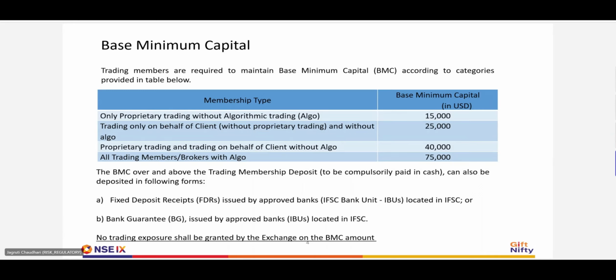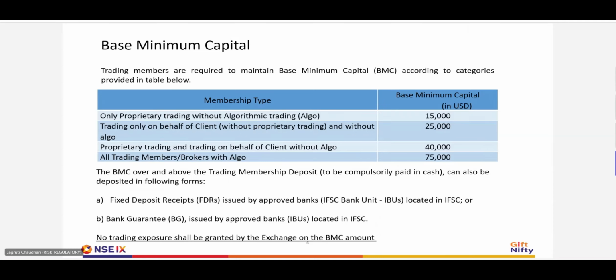Now for prop and on behalf of client, if you are doing both, then 40,000 is required. So 15,000 is adjusted, the remaining 25,000 USD you need to maintain for BMC. Also, for whoever is using Algo, there is a requirement of 75,000 USD. So additional 60,000 BMC deposits need to be furnished by the broker dealers. Now, this BMC you can give us in fixed deposits or bank guarantee.